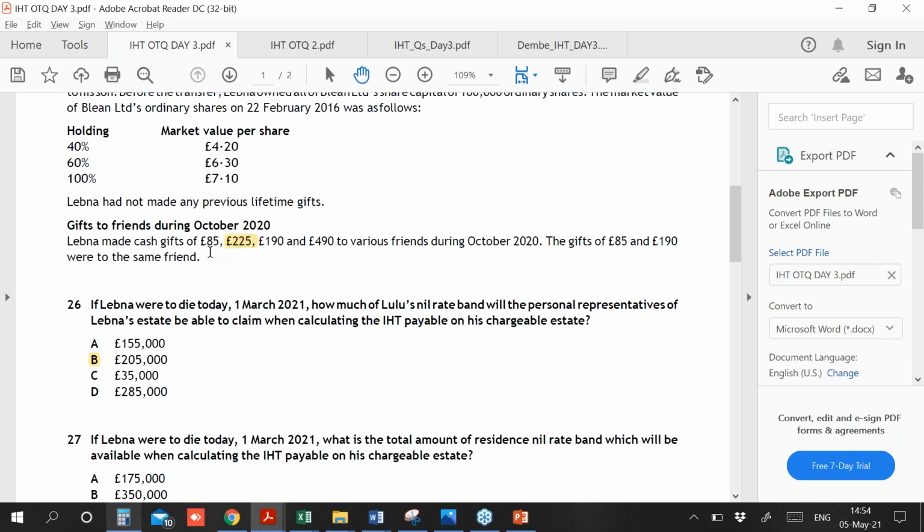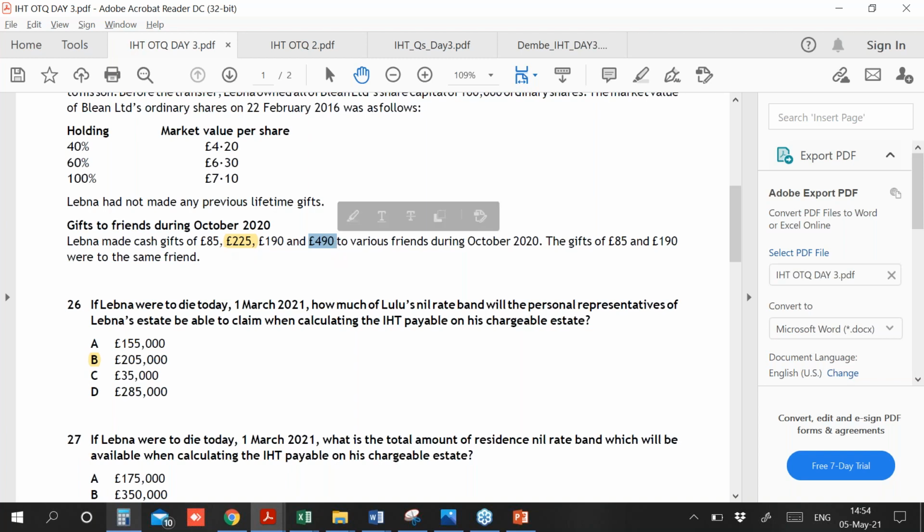Why is that? This 85 and this 190 is to the same person, which means if you add them up, they will cross the value of 250. So that person has crossed the value of 250. So both of these gifts will now not be subject to small gift exemption. They can qualify for the annual exemption, but here they have specifically asked me about the small gift exemption. So 225 one, 490 can obviously not qualify.